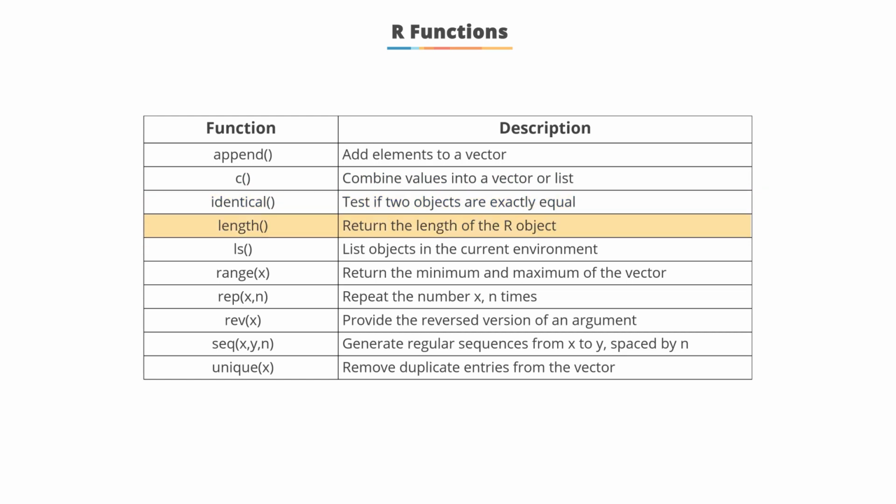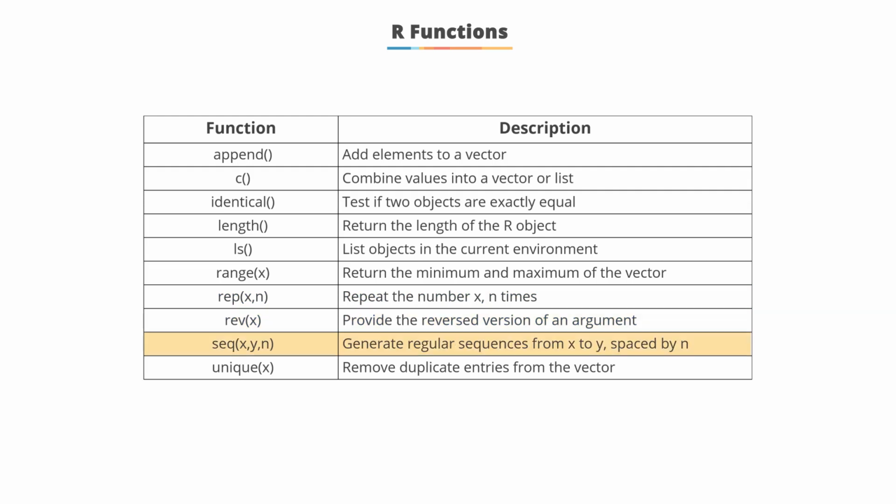Length is measuring the actual length of the R objects, which is often great for character string counts. ls is a fantastic tool for listing all of the objects that exist in the current environment. The range will return the minimum and maximum values of the vector. If you wanted to create an artificial data set, you could use the rep function for repeating a number x n amount of times. If you want to reverse an argument, you can just use the rev function.